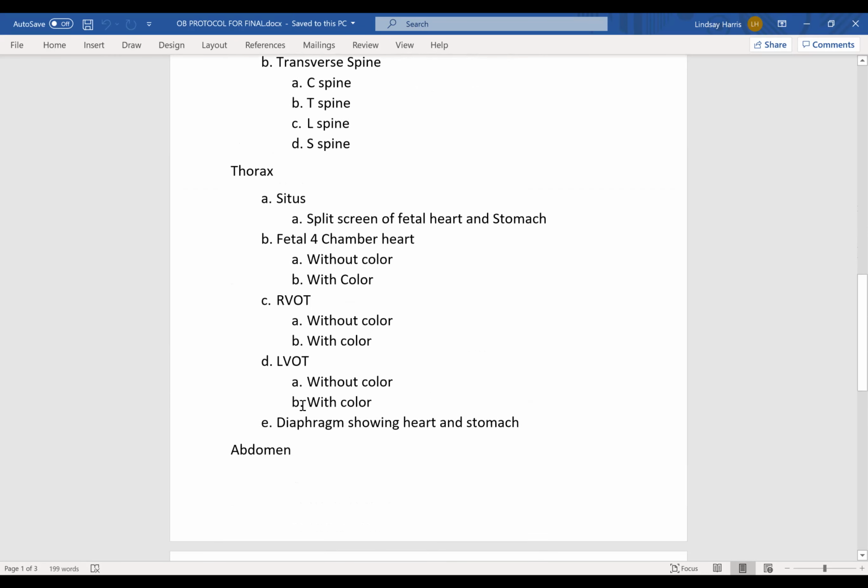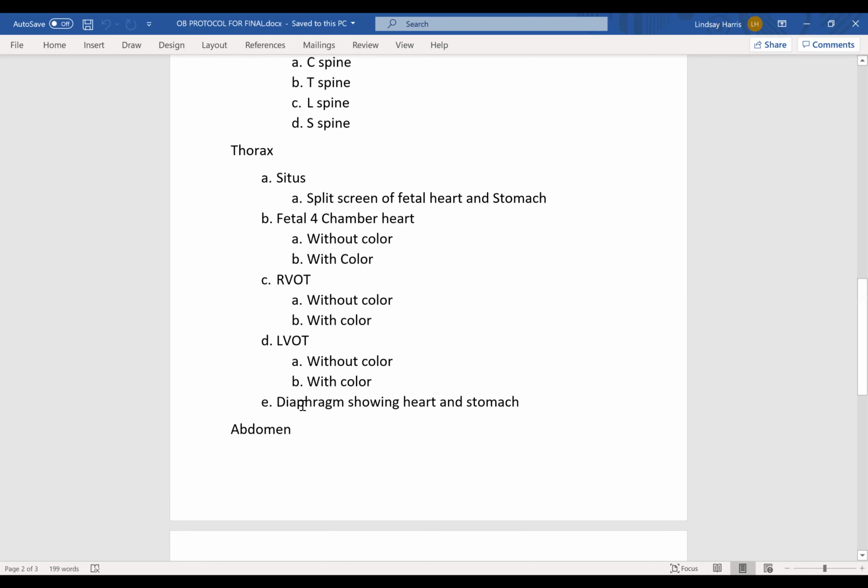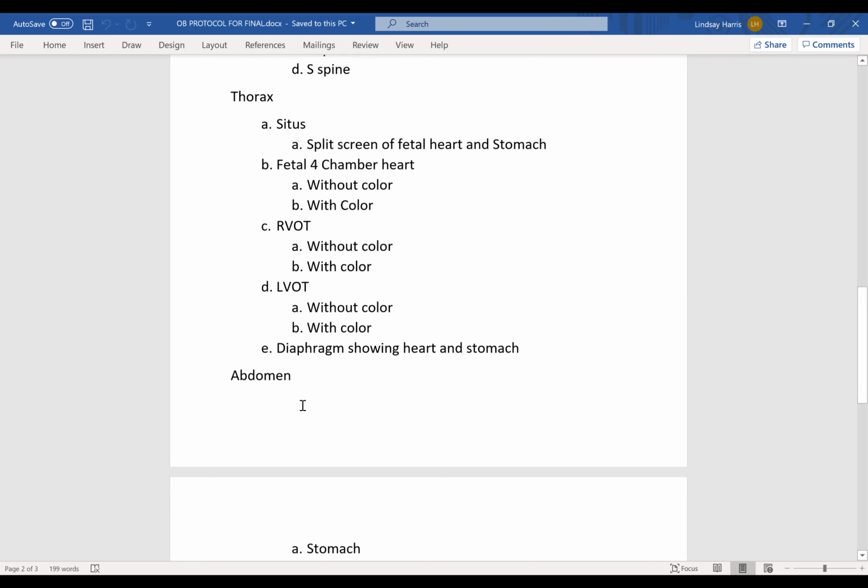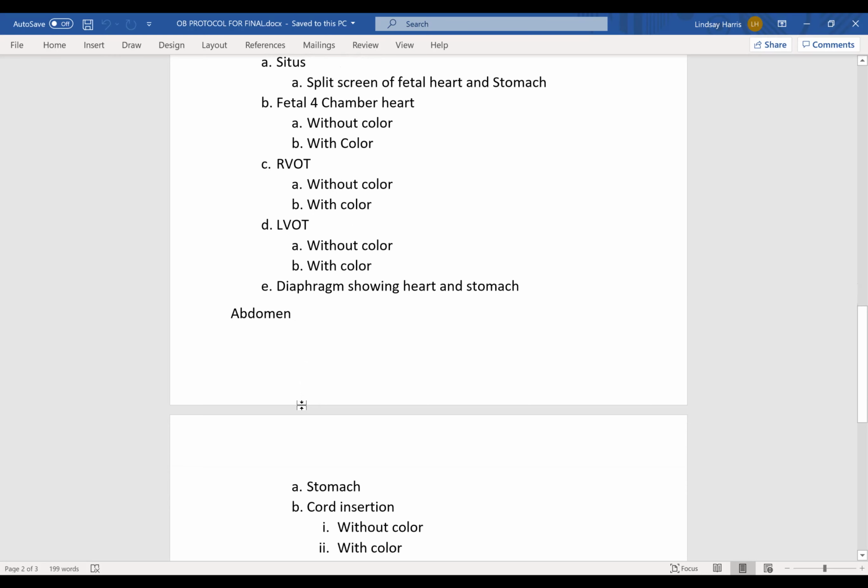Then you'll look at the thorax. You'll make sure that the heart is facing the correct way, and that it's on the same side as the stomach. You'll look for a fetal four-chamber heart, the right ventricle outflow tract, and the left ventricle outflow tract. You'll look at the echogenicity of the lungs, and you'll look at the diaphragm showing the heart and stomach.